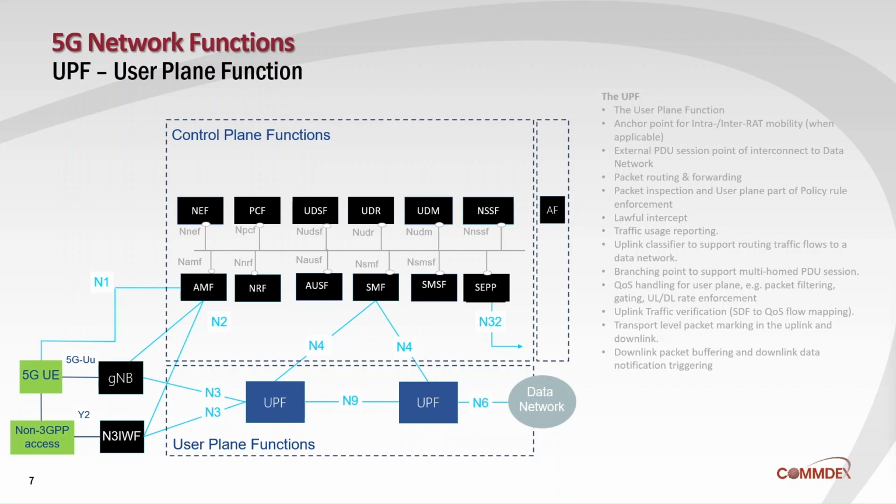Depending on the networking scenario, it is possible to daisy chain several UPFs to get traffic from a UE to a particular data network. The functionality of the UPF is directly controlled from the SMF.